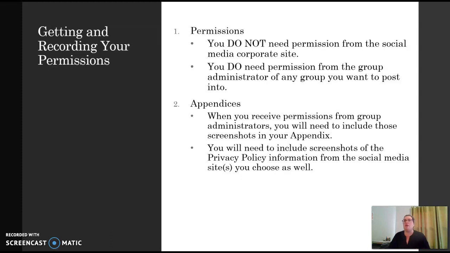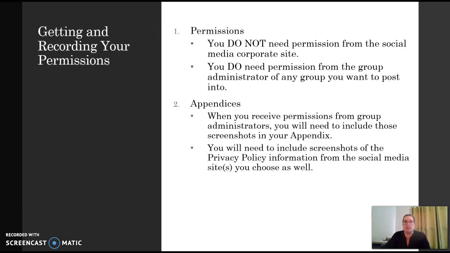And you want to do this with all of the groups that you request permission from, whether you use them all as your plan A or if you save some of them for your plan B with your recruitment strategy. So you might start with 4 and then have an additional 2 that you would add if you don't get your sample size. You also need to include screenshots of the social media site's privacy policies.